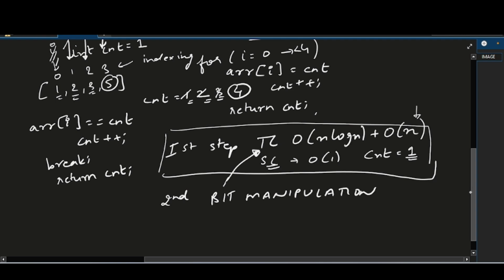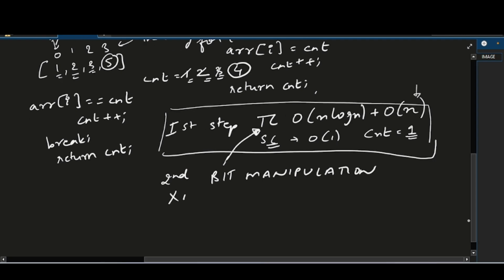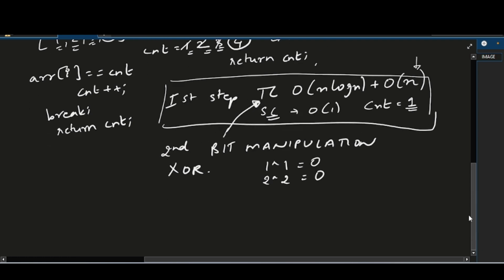So inside the bit manipulation, we have the XOR operator. The property of XOR is that all the similar elements, when we XOR them, we get the value as 0. So how can we use this?